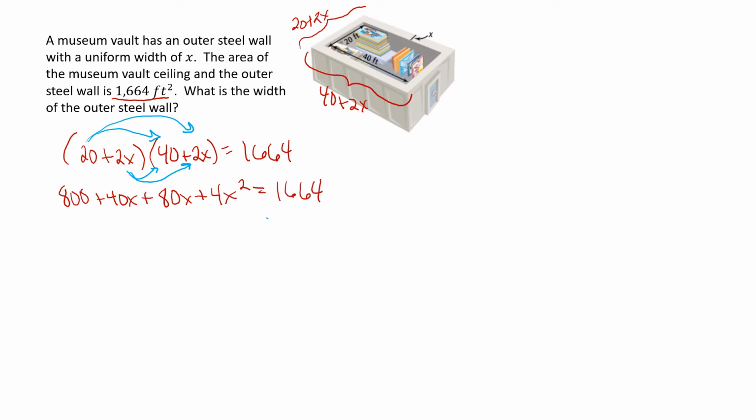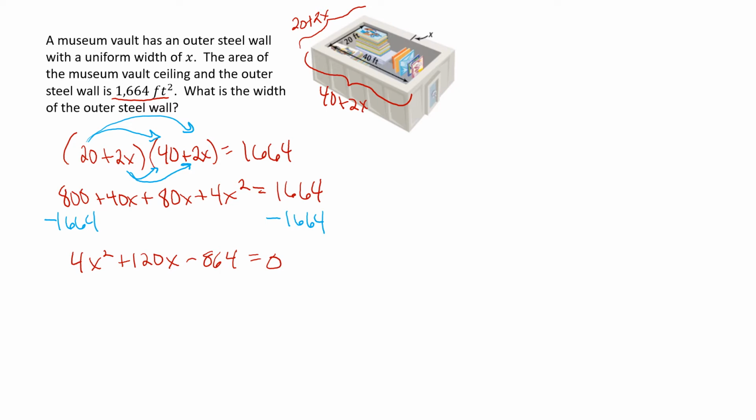Now we can subtract that 1664 from both sides. And let's also rearrange it. Let's start out with our x squared. So we have 4x squared. And then we have some x's. We have 40x plus 80x, so that's plus 120x. And then we have 800 minus 1664, which is negative 864, equals 0.